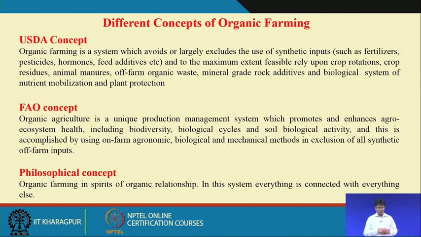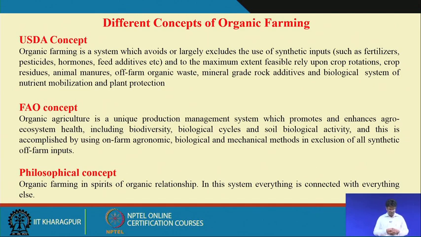So, there are different concepts of organic farming. As I say, the USDA concept, that means organic farming is a system which avoids or largely excludes the use of synthetic inputs and to the maximum extent feasible relies upon crop rotations, crop residues, animal manures, off-farm organic waste, mineral grade rock additives and biological systems of nutrient mobilization and plant protection. The Food and Agriculture Organization concept: organic agriculture is a unique production management system which promotes and enhances agroecosystem health, including biodiversity, biological cycles and soil biological activity, and this is accomplished by using on-farm agronomic, biological and mechanical methods in exclusion of all synthetic off-farm inputs.